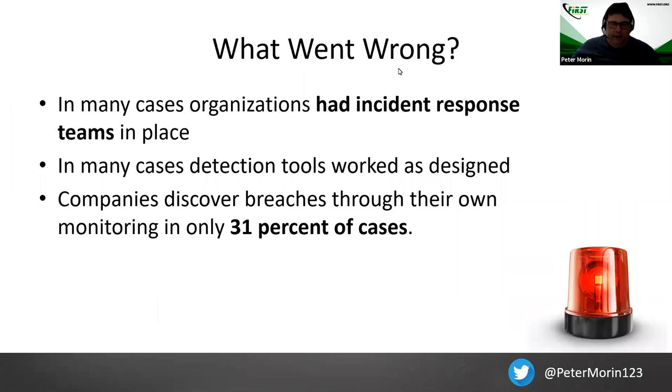So what has gone wrong at the end of the day here? Well, in many cases, the organizations that we just saw had incident response teams in place. In many cases, they had detection tools that were working as designed. And the interesting thing is that a lot of these organizations only discover breaches through their own monitoring in only about 31% of the cases. So that means that the monitoring systems that are in place, although they might be best in class, may not be baselined or set up properly. Maybe they don't have the staff to really ensure that they can actually have some eyes on glass.